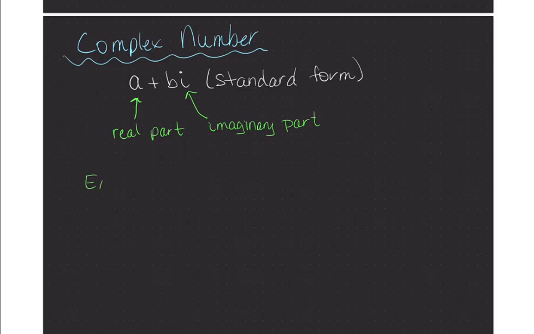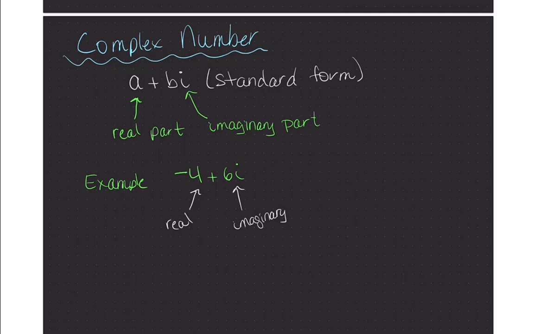So an example would be -4 plus 6i. And if we look at the -4, we know that the -4 is a real number, so that's our real part. And this here is our imaginary part. And we know that's imaginary because i is technically the square root of -1, right?